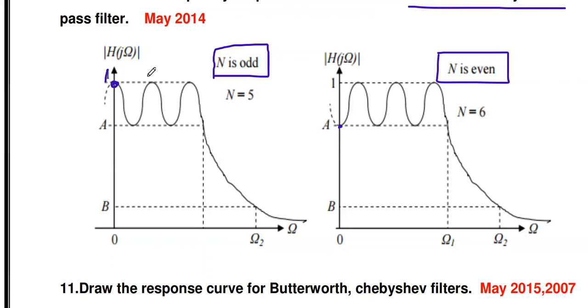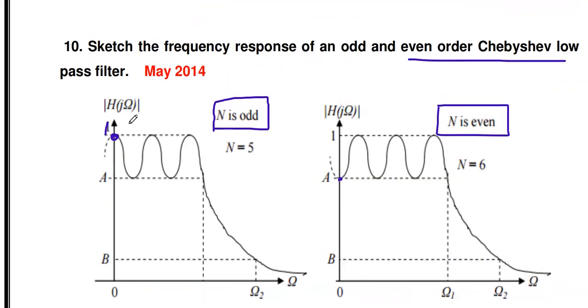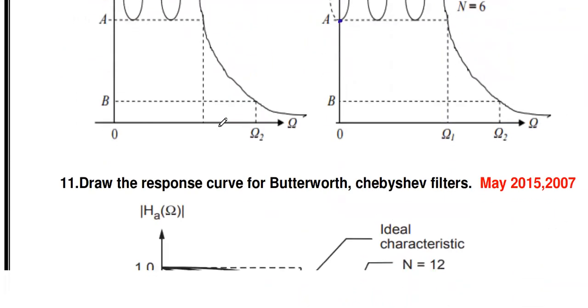So here you see equiripple characteristics, then monotonic. Similarly, equiripple characteristics, monotonic, but the starting value will vary depending upon the N value. So this is also one of the important 2-mark questions. It's a May 2014 question. So you just draw this.